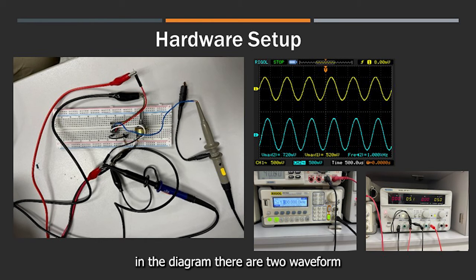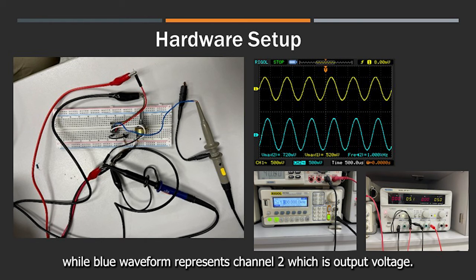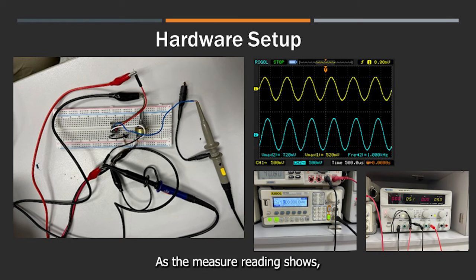In the diagram, there are two waveforms: the yellow waveform represents channel 1, the input voltage, while the blue waveform represents channel 2, which is the output voltage. As the measured reading shows, Vmax for Vin is 0.52 volt peak, and for Vout is 0.72 V peak.